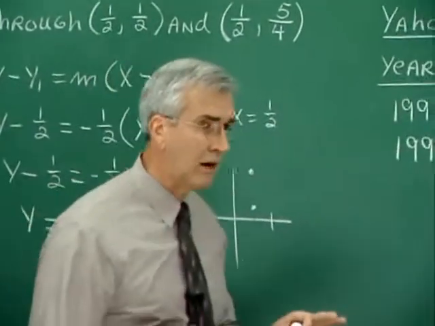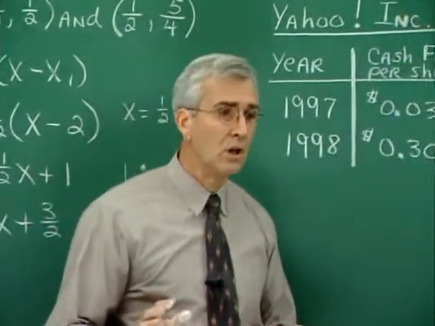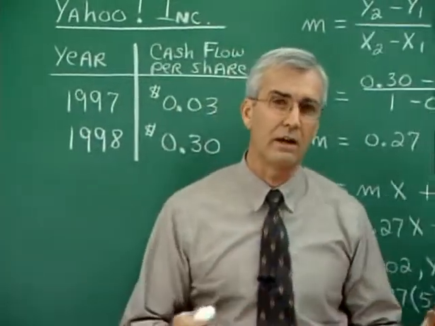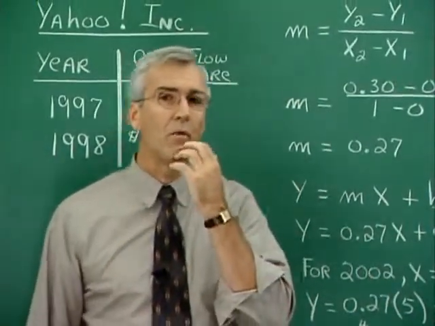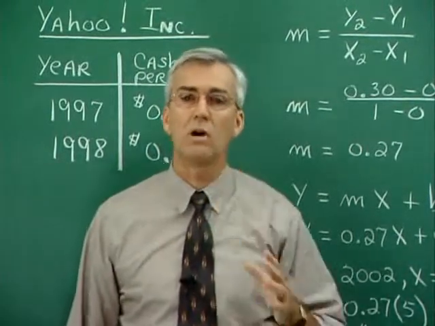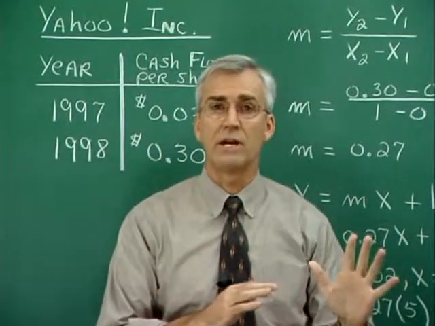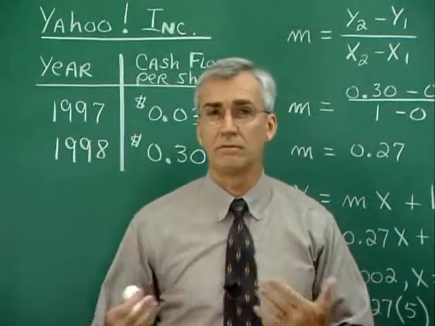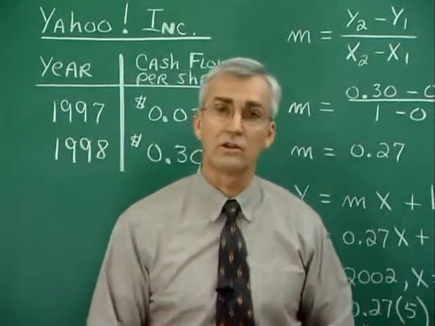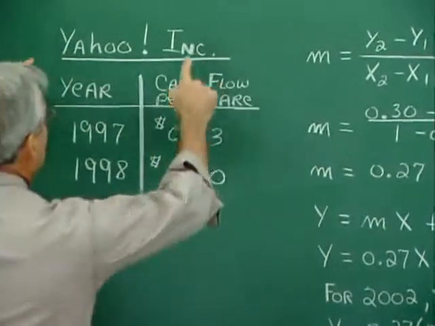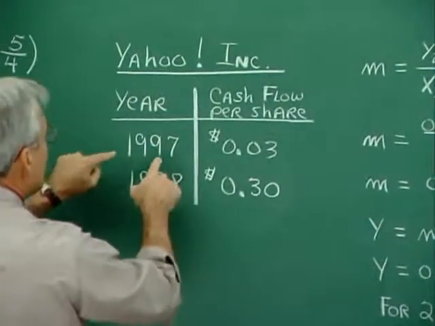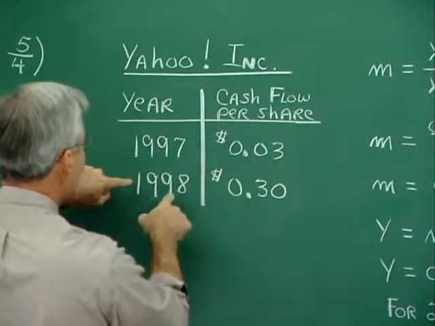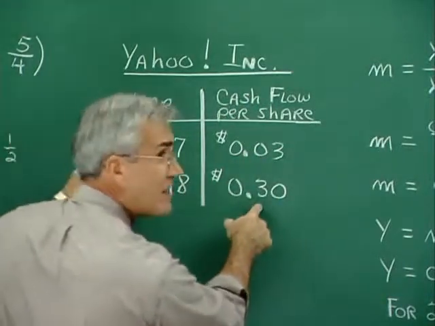Now let's talk about, just for a moment, the usefulness of slope. We looked at an equation a little while ago, but I want to show you a different kind. It's one where we take graphical information and we generate an equation, and then we make an interpretation about a question. For instance, Yahoo Incorporated in the year 1997 had a cash flow per share of 3 cents. In 1998, it was 30 cents per share.